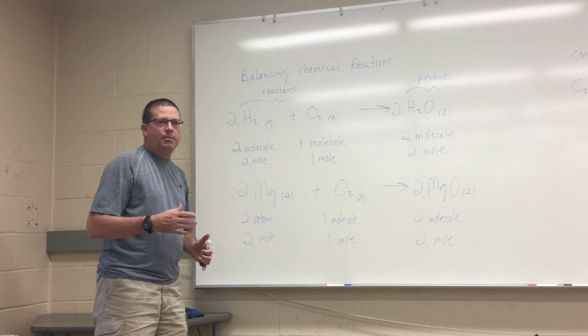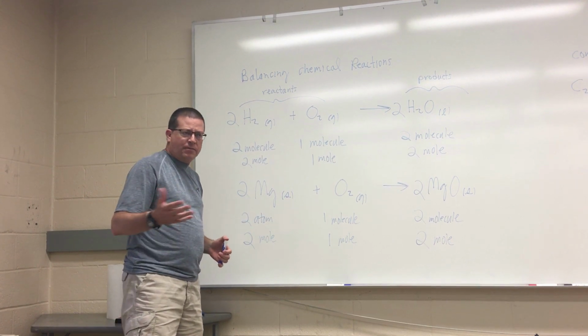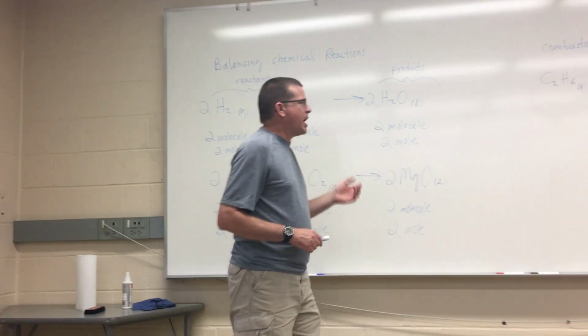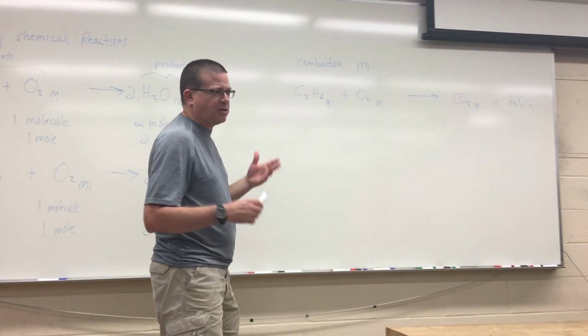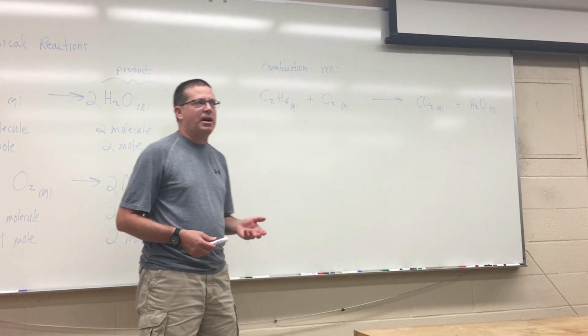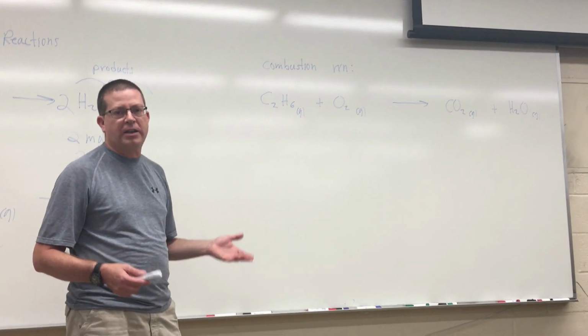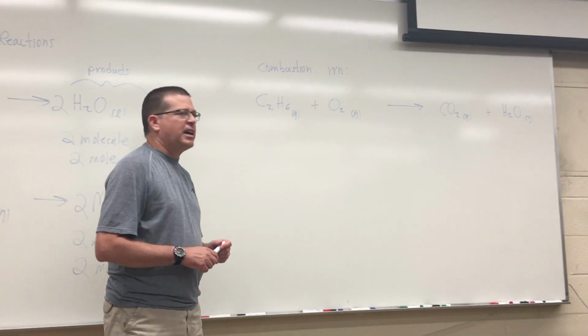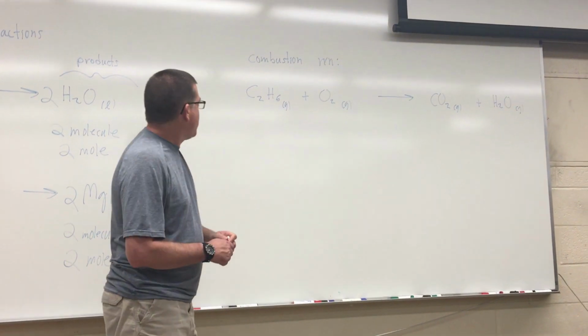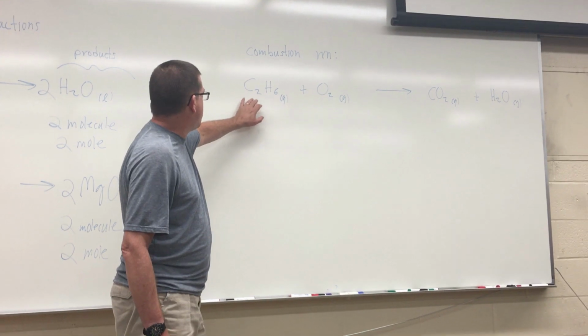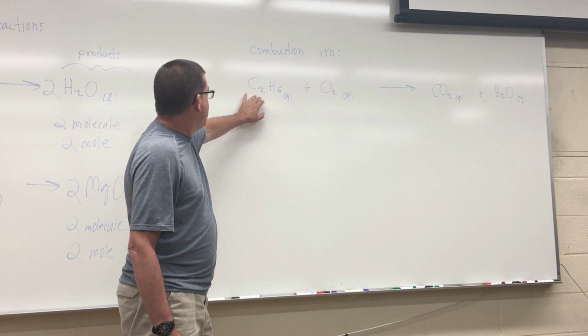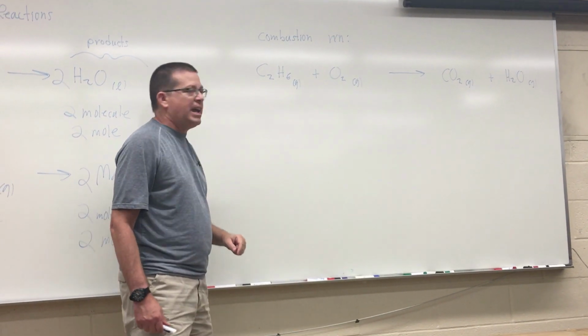Another situation that comes up is we have to sometimes balance out reactions that involve combustion. These are the same kinds of reactions that we talked about when we were dealing with empirical and molecular formulas. So let's take a look at a simple one here. In this case, we have the hydrocarbon called ethane. It's got the formula of C2H6.